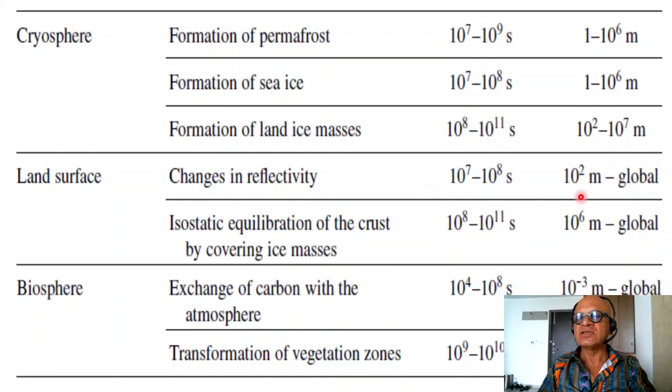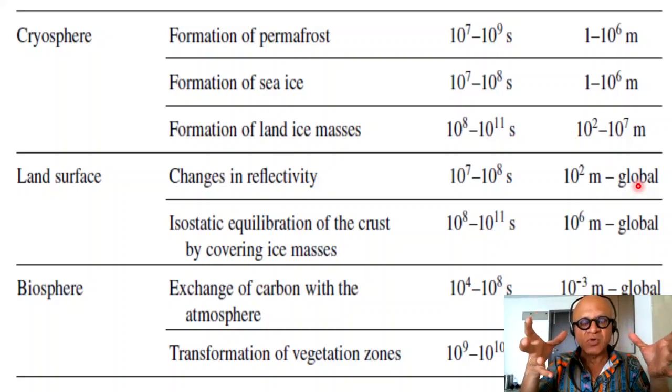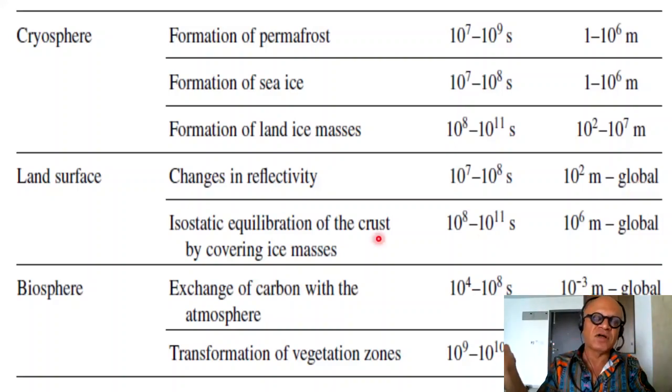So that can be 100 meters to global. You can have little mountain glaciers in the Himalayas which are on the order of 100 meters or smaller even, and of course you have global scale glaciation possible.